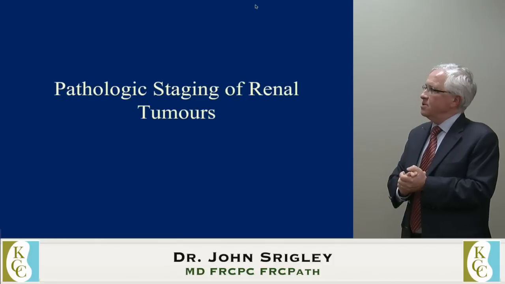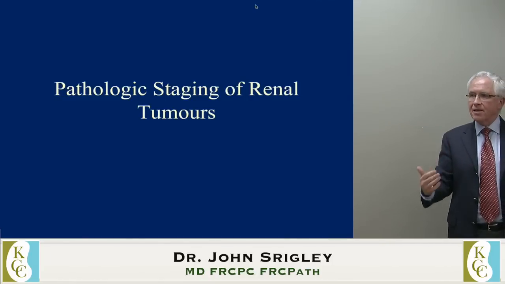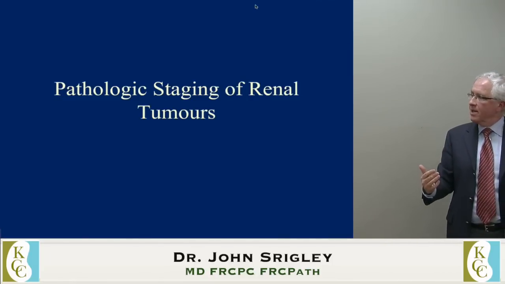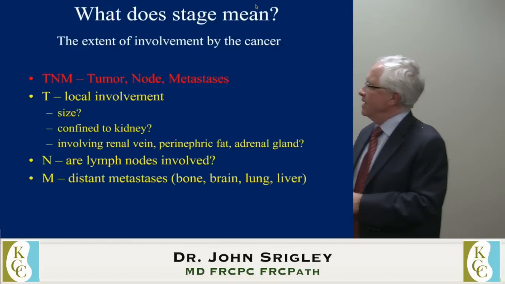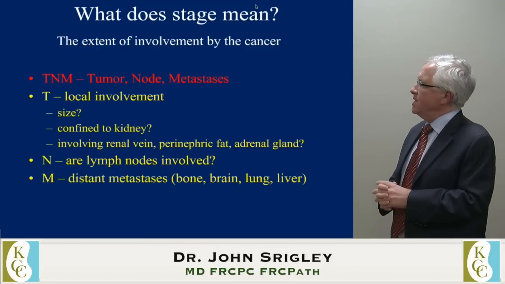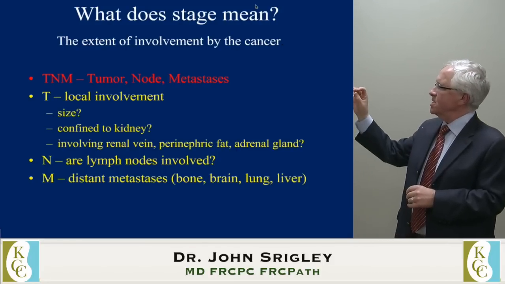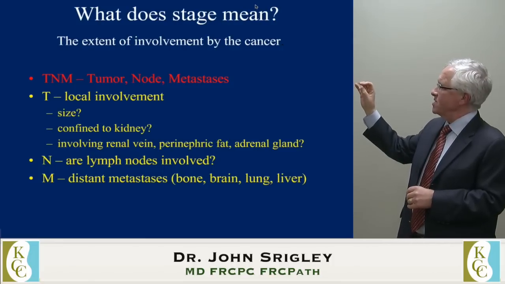So the staging of renal tumors or renal carcinoma is basically, what is the anatomical extent of the tumor? Is it localized to the kidney, or is it beyond the kidney? The term that we use for this is the TNM classification. T stands for tumor, N stands for node, referring to lymph node, and M stands for metastasis.